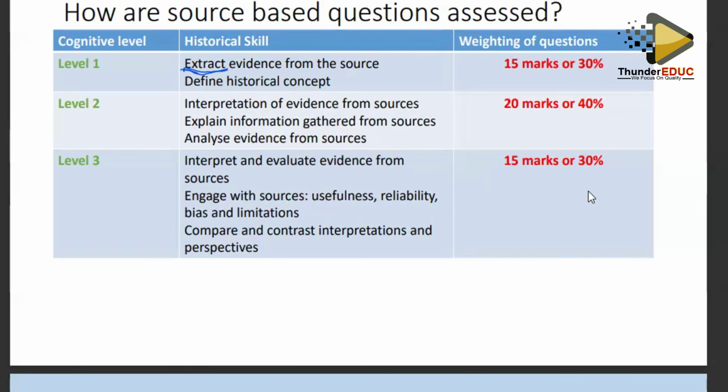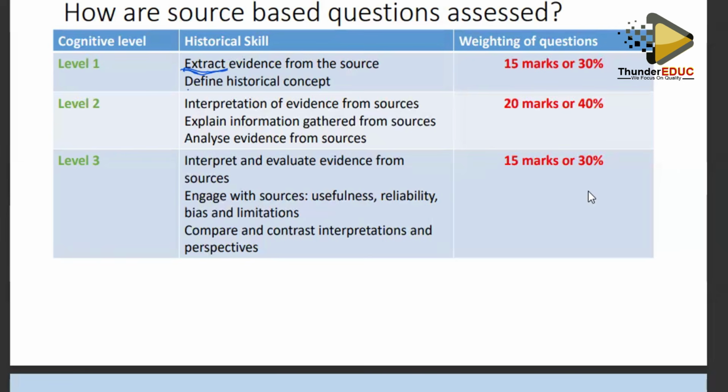What are we saying here? We are saying for these questions, the information or the answers required are basically available in the source. If it's a written source, it means you just have to go and extract the evidence from the source. The evidence is provided in the source. So you just have to go to the source and extract the evidence.